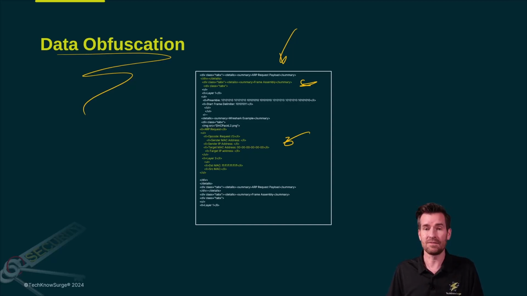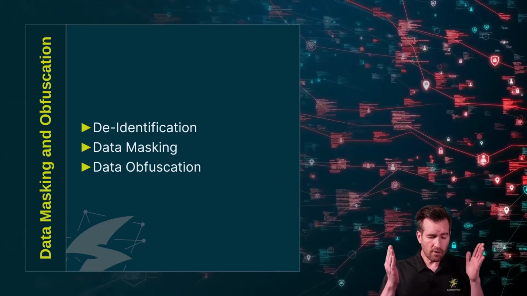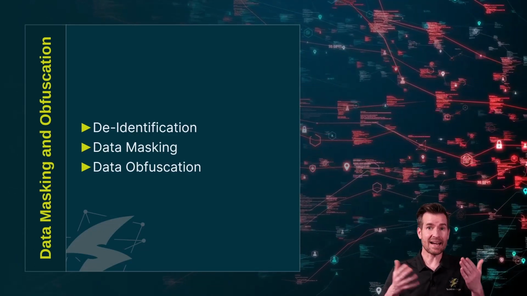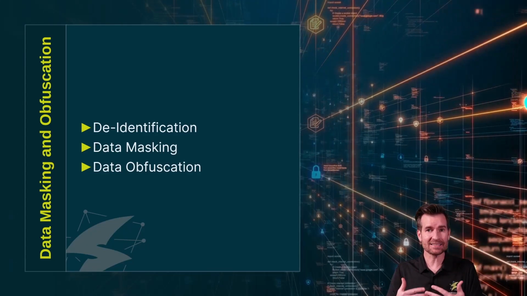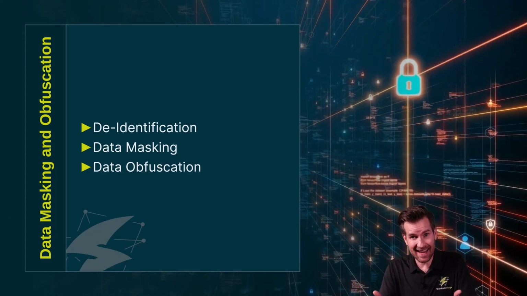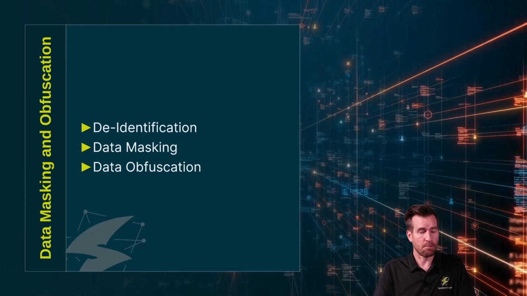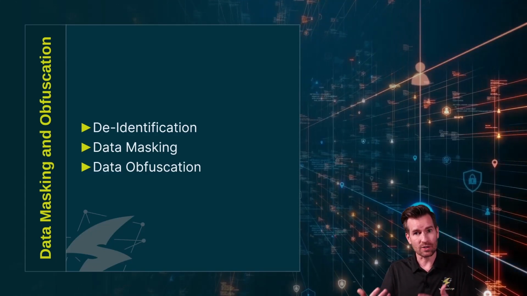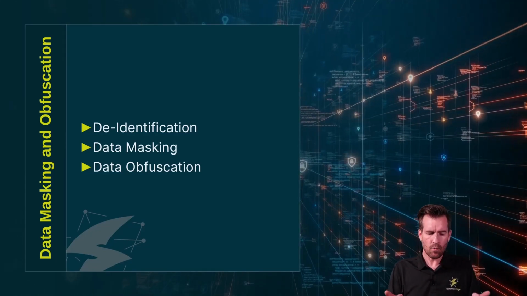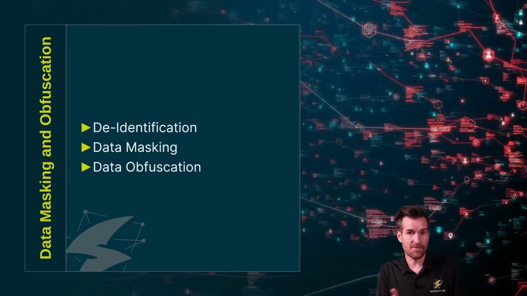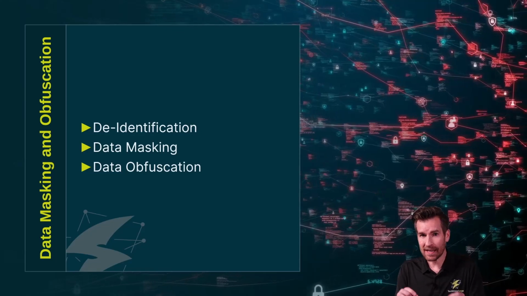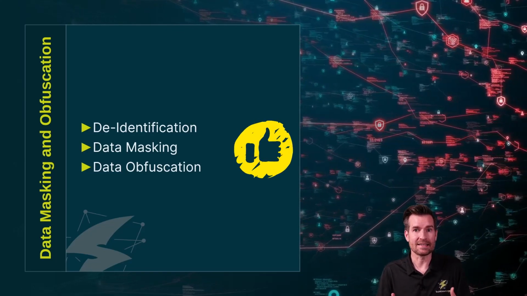So that's obfuscation. In this video, we went over de-identification mainly to set up the scenario about data masking: being able to mask our data, replacing the data, shuffling the data, replacing it with null values, or deleting the data. And then we also talked about obfuscation, where we actually make things more confusing, so when you look at it, it's really hard to decipher what it is that it's saying.